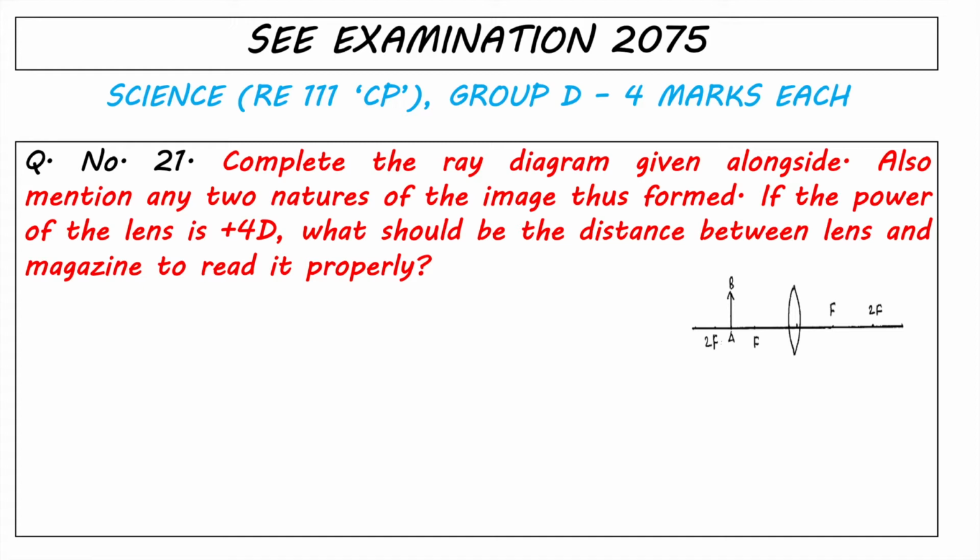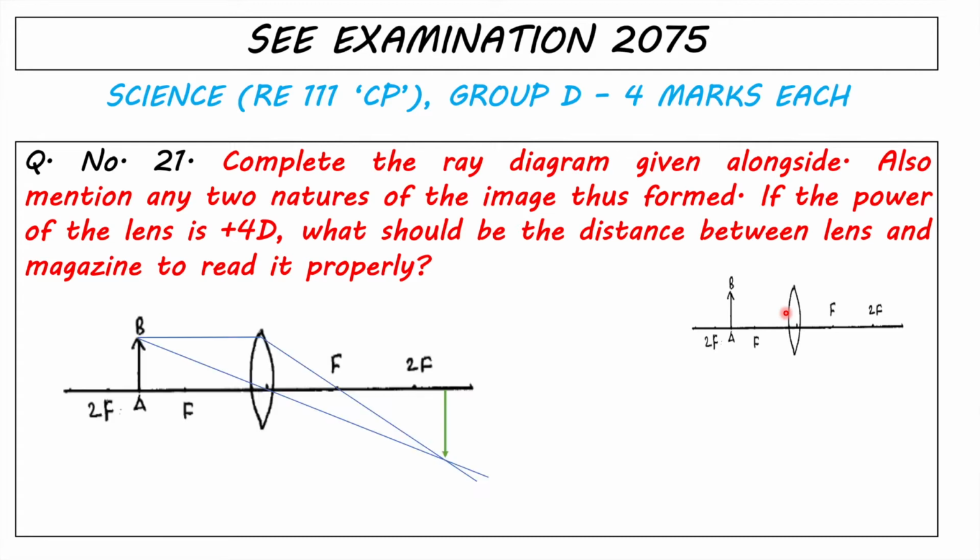Complete the ray diagram given alongside. So this is the ray diagram that has been given alongside. Also mention any two natures of the image thus formed. So we need to find what kind of image is being formed over here. And continuing with the question, if the power of the lens is plus 4D, what should be the distance between lens and magazine to read it properly?